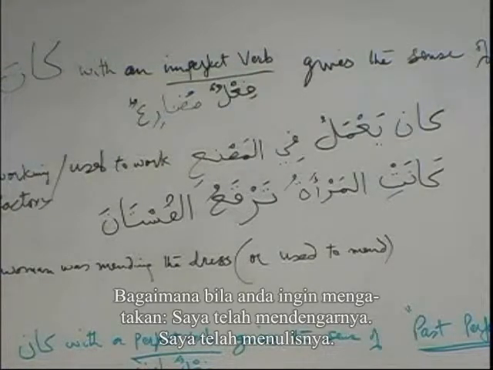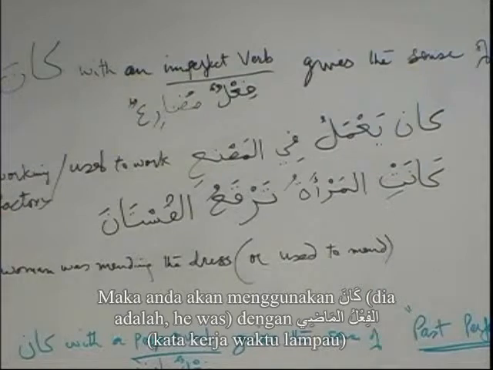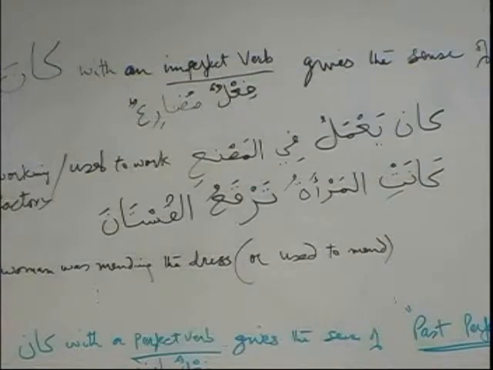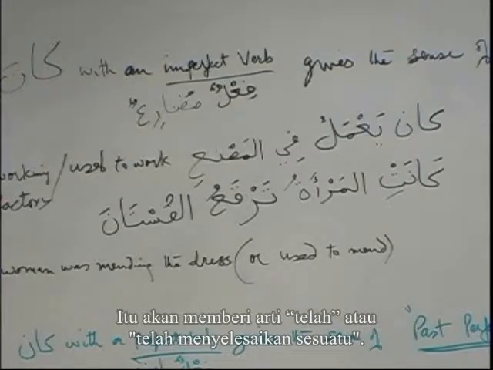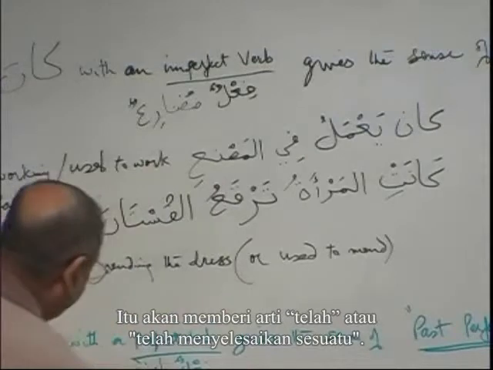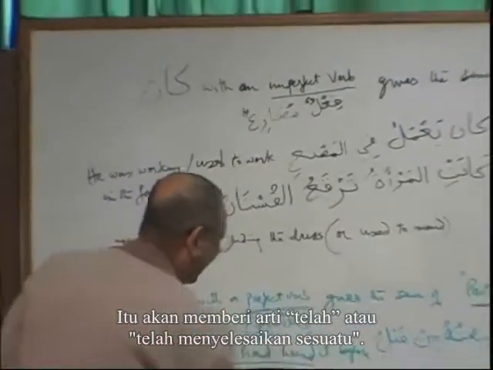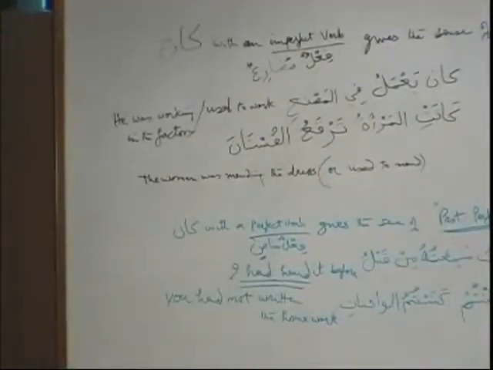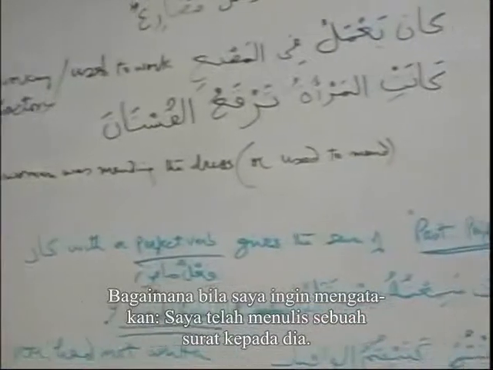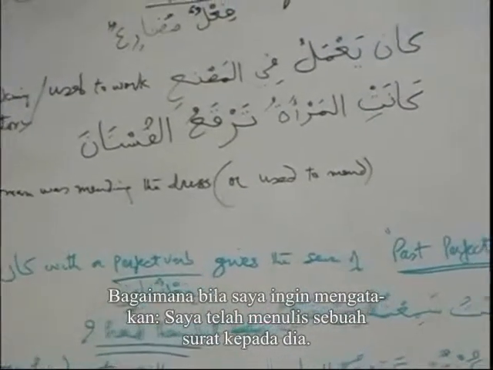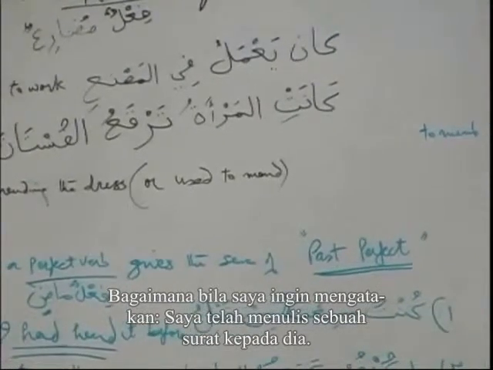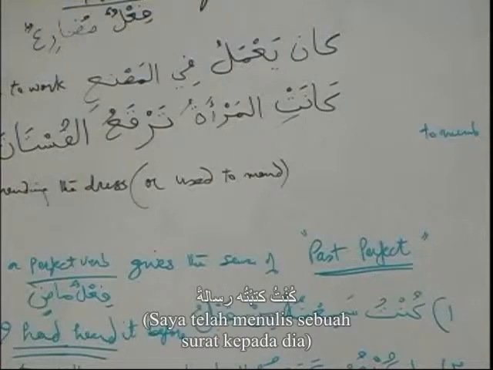How would you say, I had heard it, I had written it? Then you will use kana with a madi. And that will give you the sense of had. Had heard, or had done. I had written him a letter. How will you say? Kana will be kuntu. Kuntu katabtuhu risalatan. Are you with me?